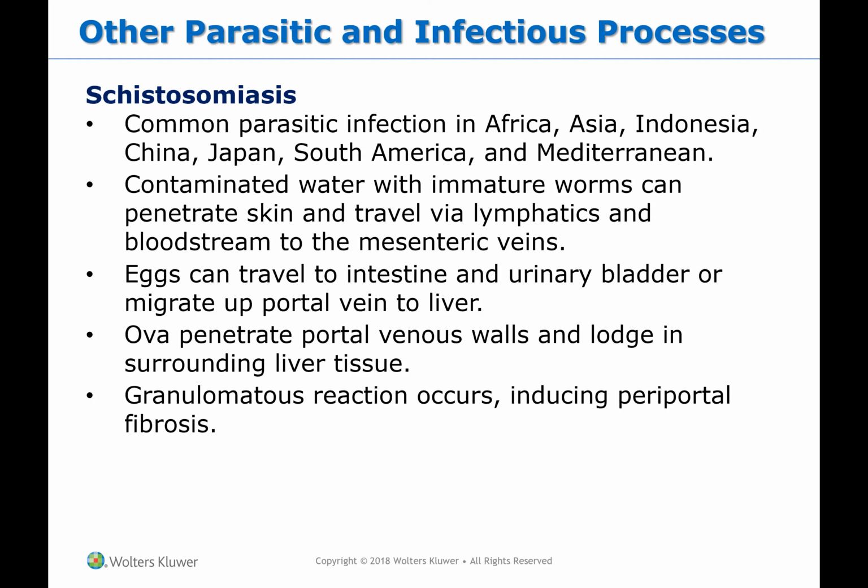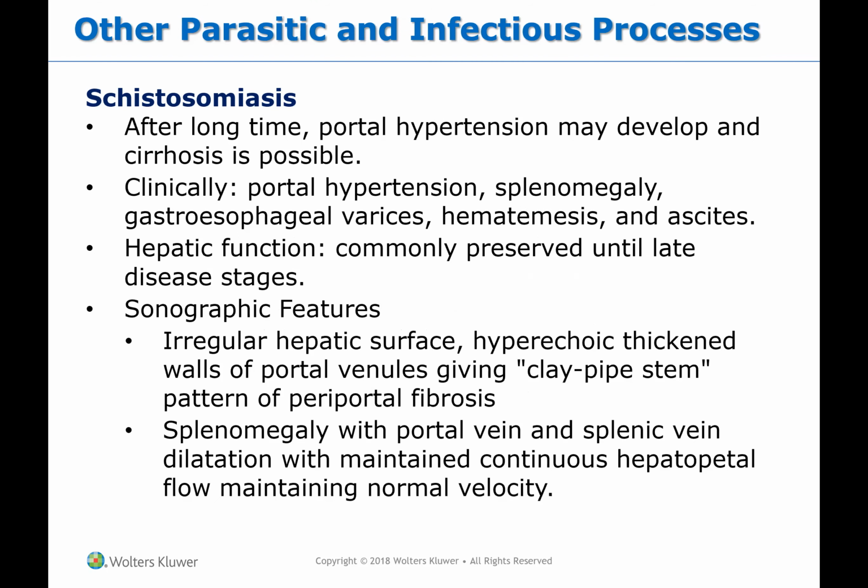Ova penetrate portal venous walls and lodge in surrounding liver tissue. It causes fibrosis. After a long time, portal hypertension may develop and cirrhosis is possible. Portal hypertension, splenomegaly, gastroesophageal varices, hematomas, and ascites. Hepatic function is commonly preserved until late disease stages.